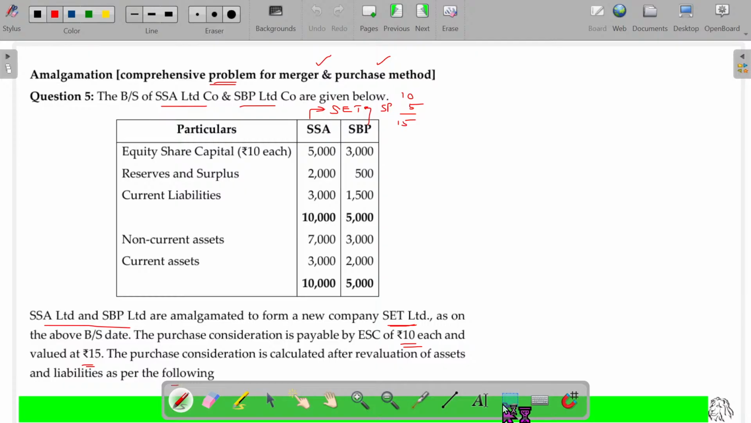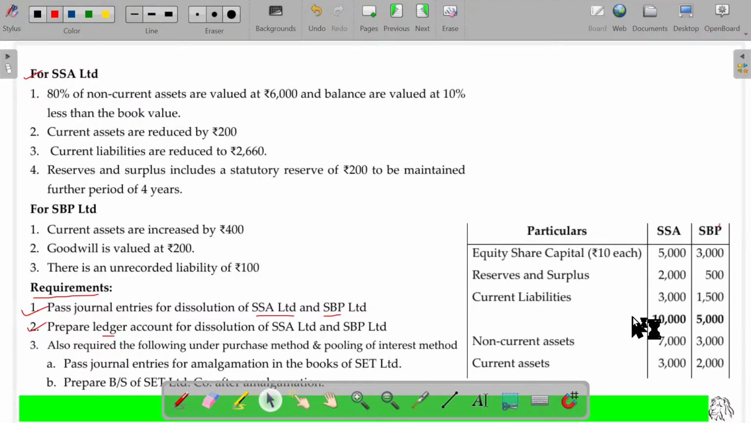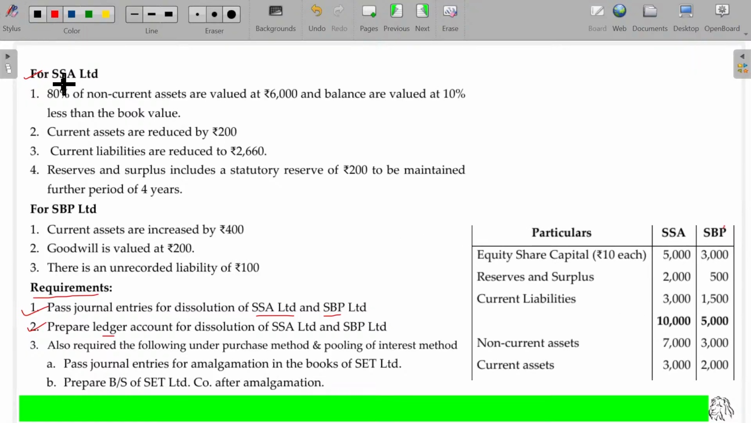Now, we have been given these assets and liabilities. Let's see. I am going to calculate the purchase consideration for SSA. Purchase consideration for SSA, first step. 80% of non-current assets are valued at 6,000. Balance are valued at 10% less than the book value.